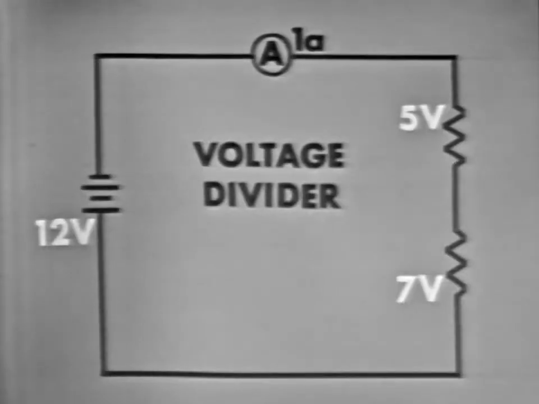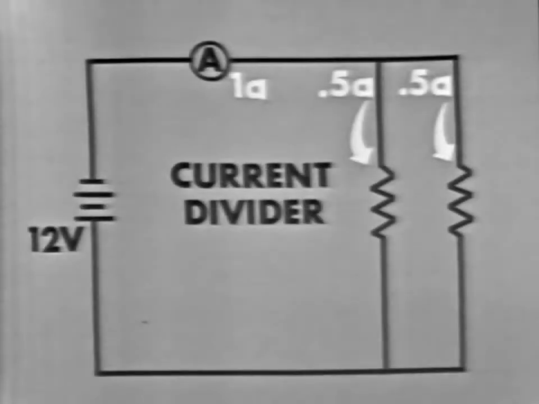If we compare series and parallel circuits, we come up with a couple of interesting facts. A series circuit has the same current but divides the applied voltage. It's a voltage divider. A parallel circuit has the same voltage but divides the current. It's a current divider.